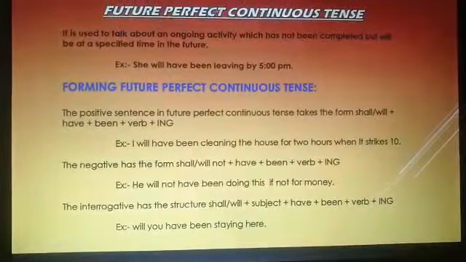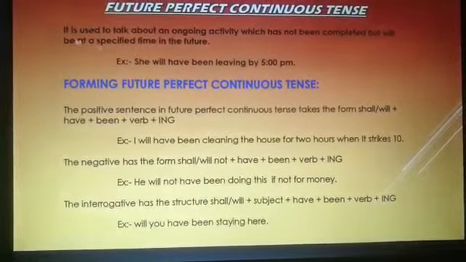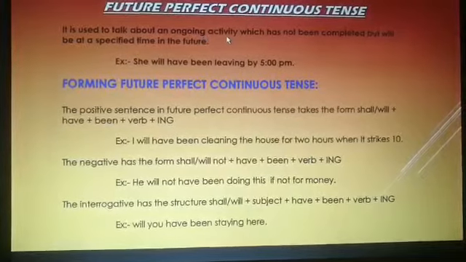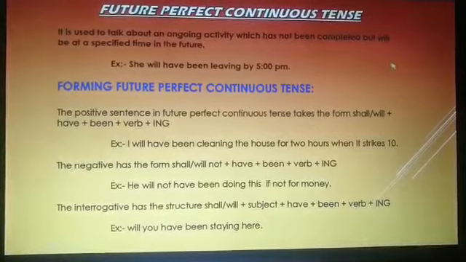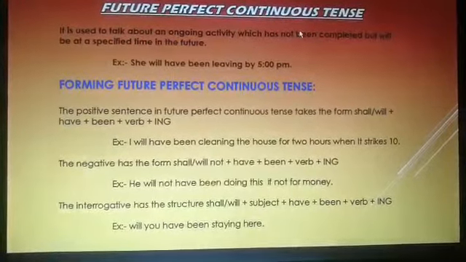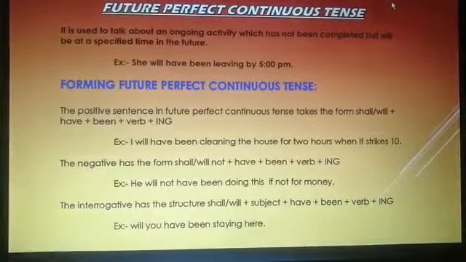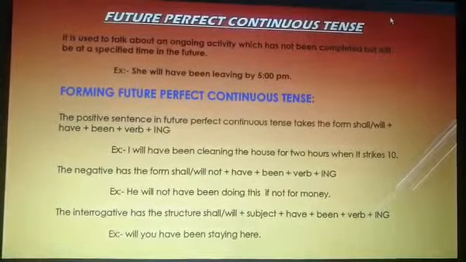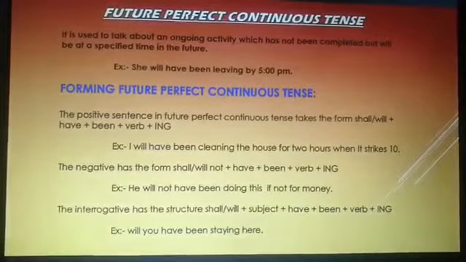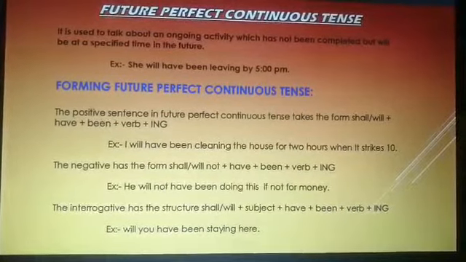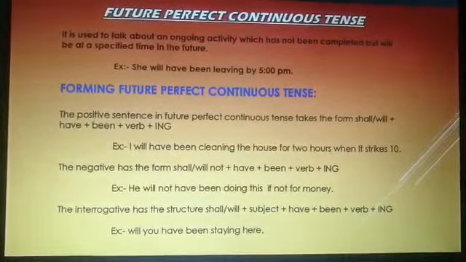Now, future perfect continuous tense. What is future perfect continuous tense? It is used to talk about an ongoing activity which has not been completed but will be at a specified time in the future. It means it talks about an activity that will continue up to a certain time in the future. It talks about an activity that will have begun in past or present and will continue till future.